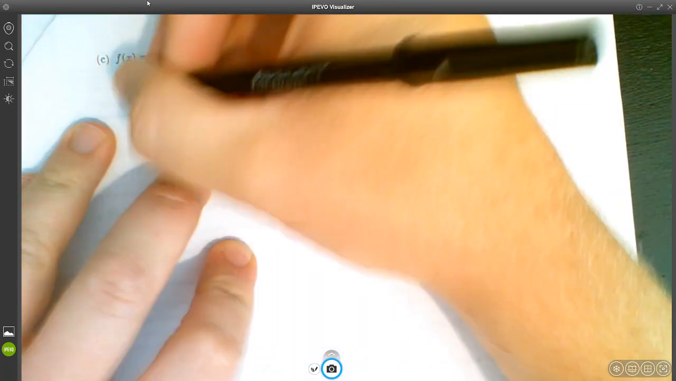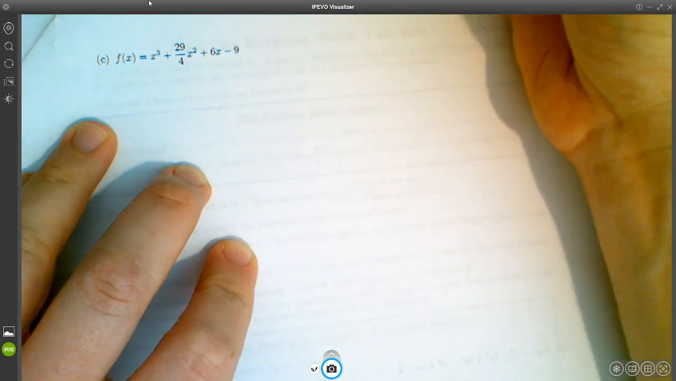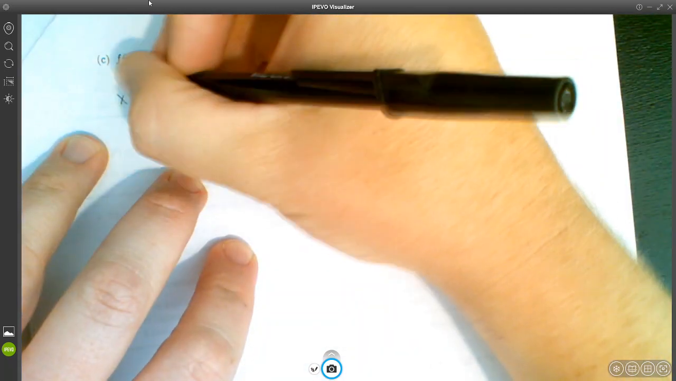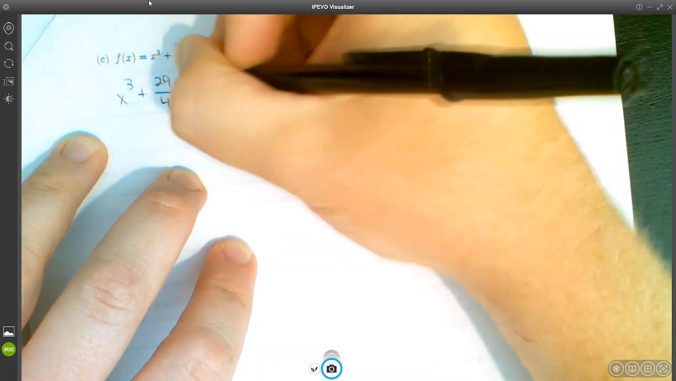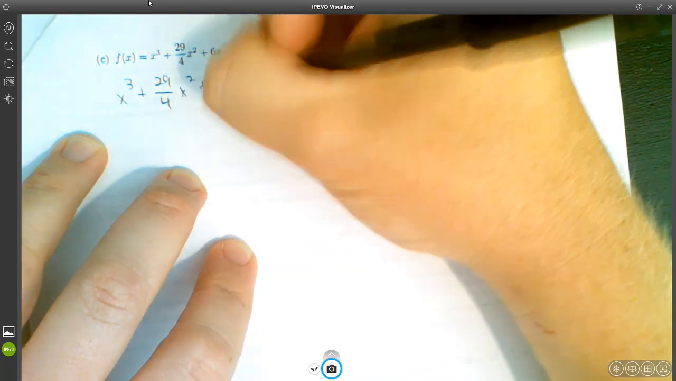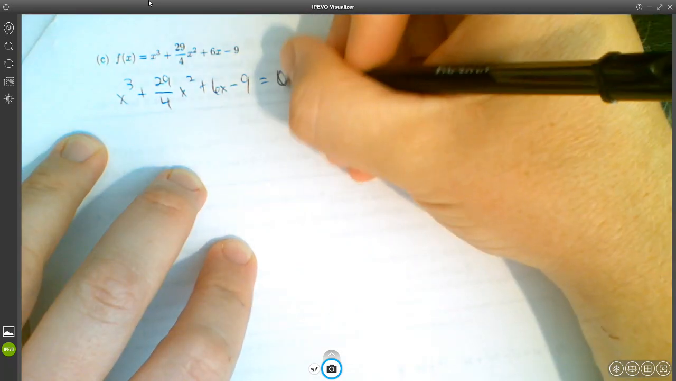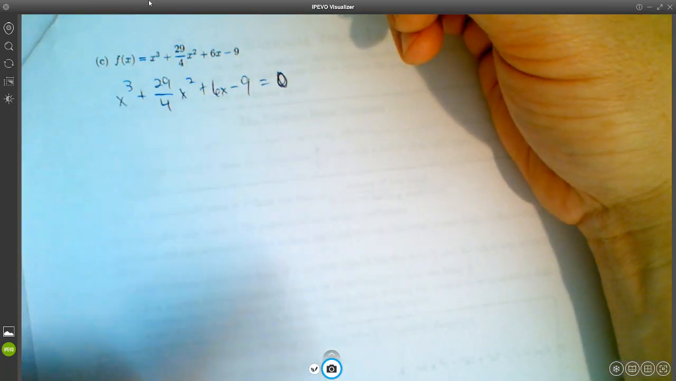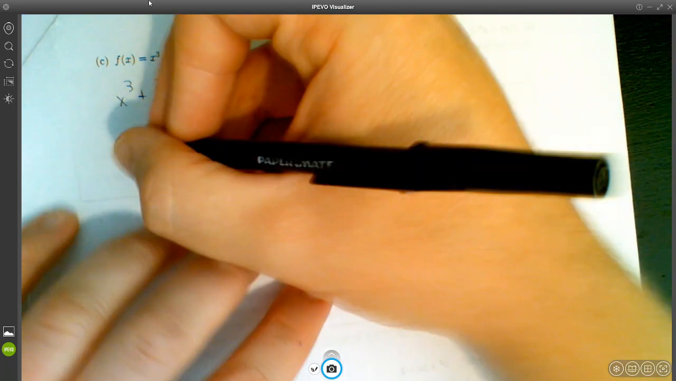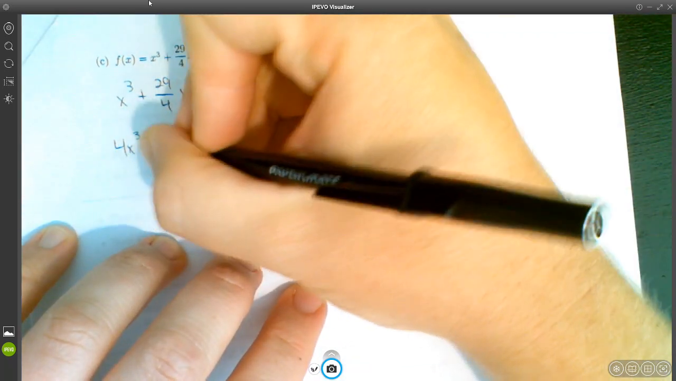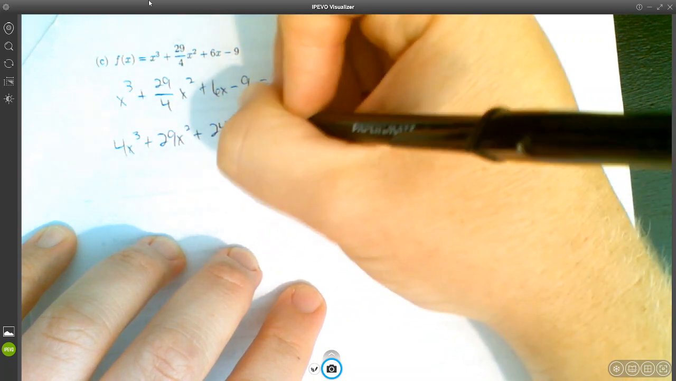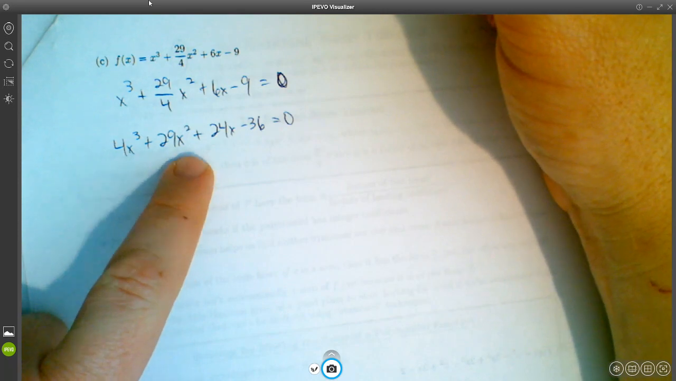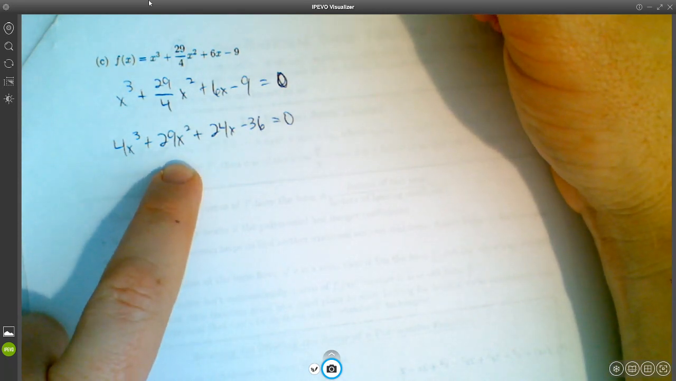First of all, when we find the zeros, that's really equivalent to solving the equation f of x equals 0, right? So I'm just going to take this polynomial and set it equal to 0. And now I'm going to clear that fraction by multiplying through by 4. Then I get 4x cubed plus 29x squared plus 24x minus 36 equals 0. Now this polynomial I can apply the rational zeros theorem to, right?